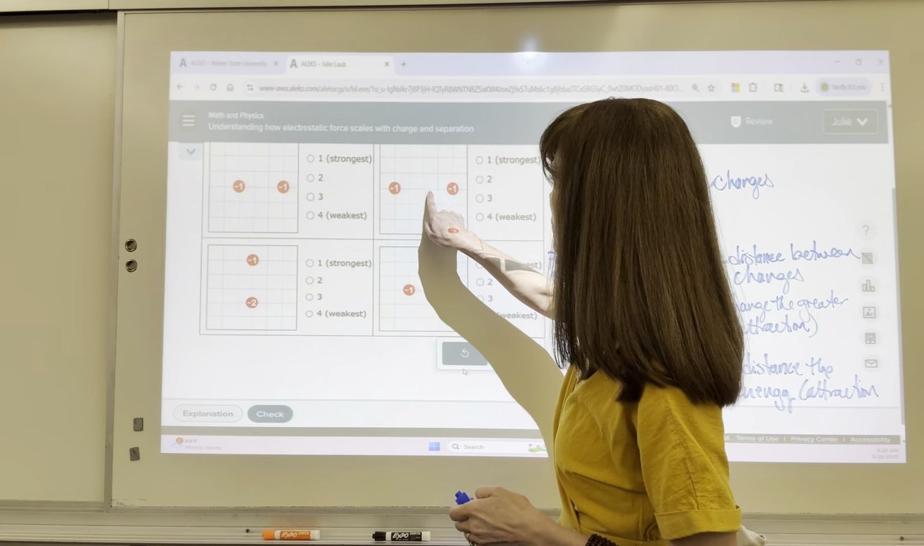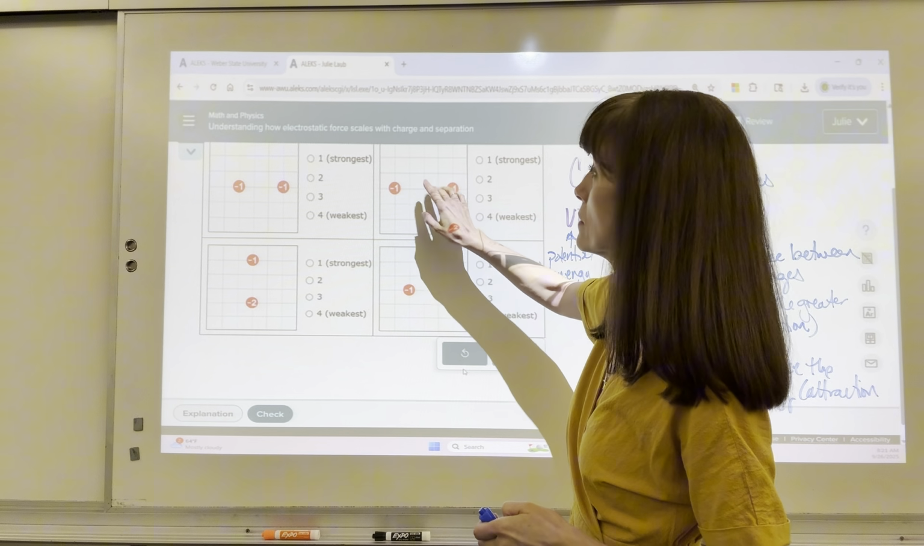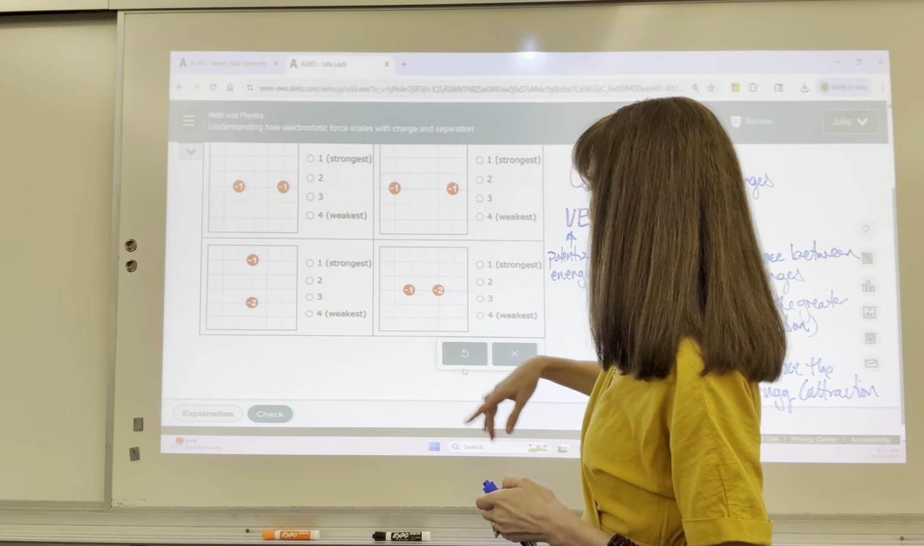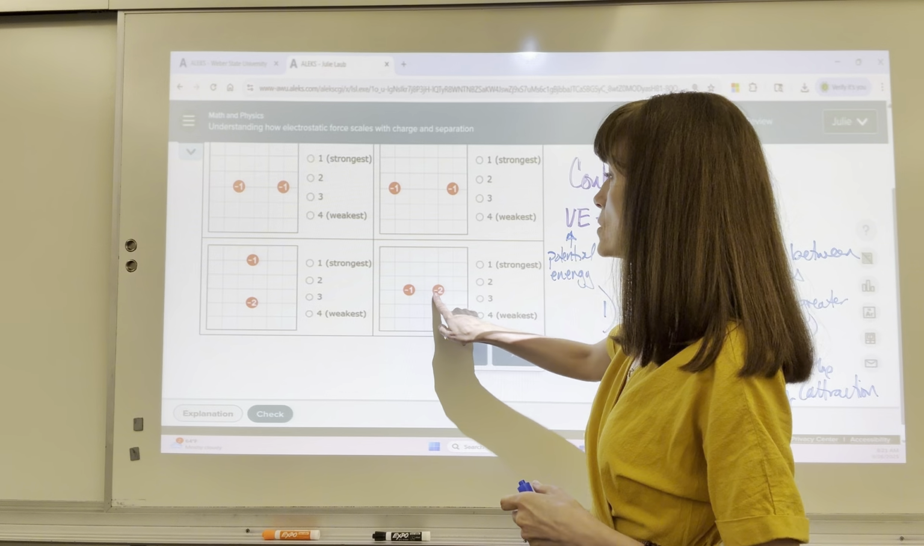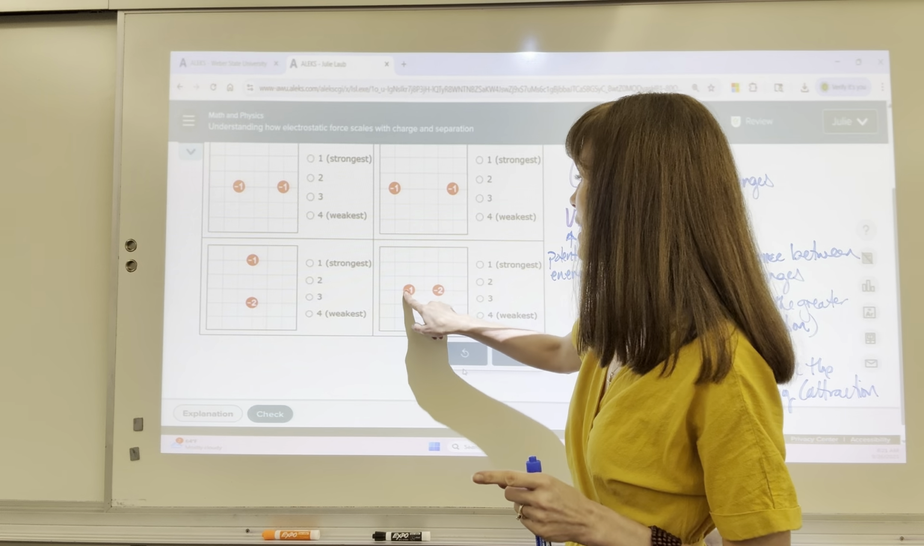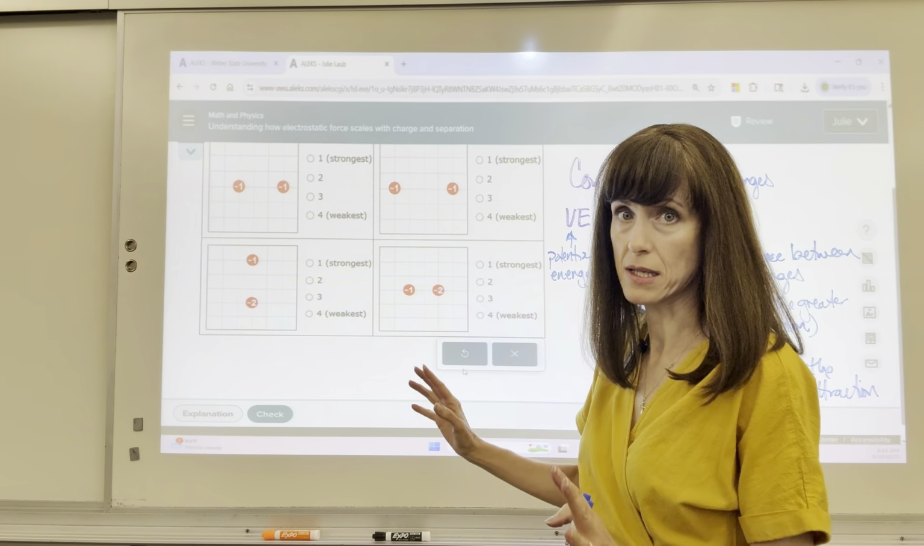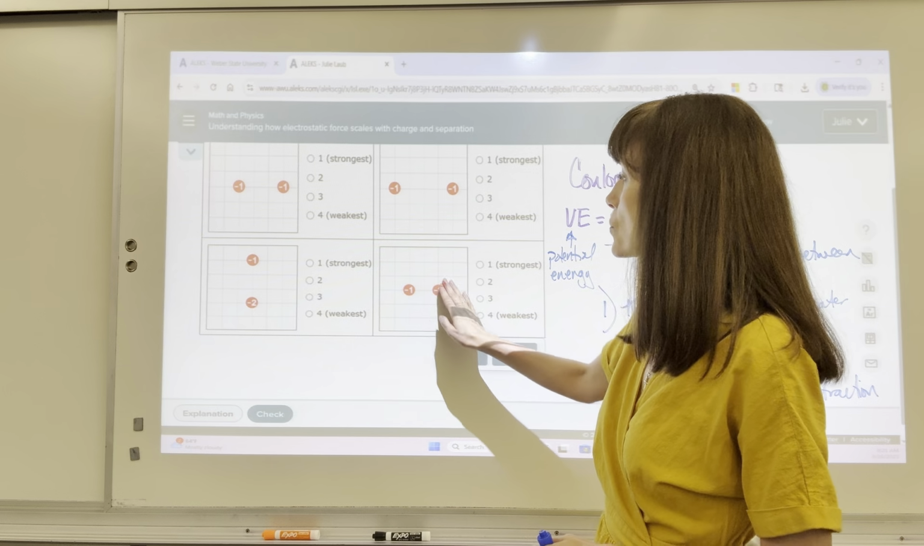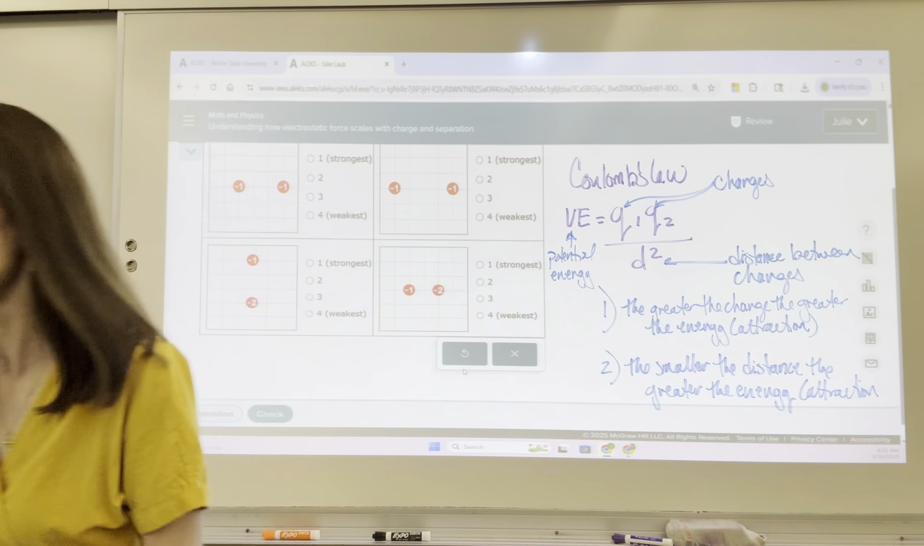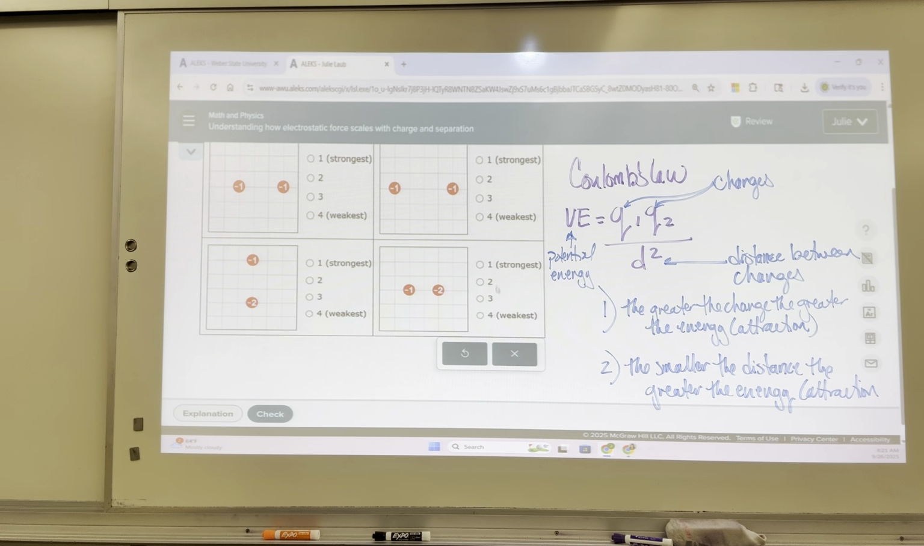Here, 1, 2, 3, 4, so 4 apart, 1 and 1. So far, that's the weakest. And then here, look at this. Only 1, 2 apart, and you've got the -1, -2. So let's rank these. This will have the greatest repelling force because it's the closest with the highest numbers. Let me say that again, closest with the highest numbers.